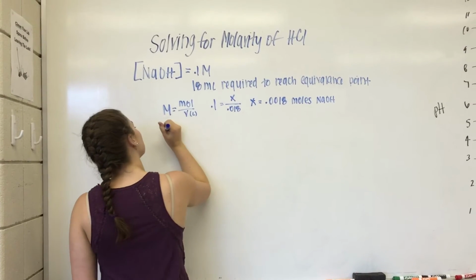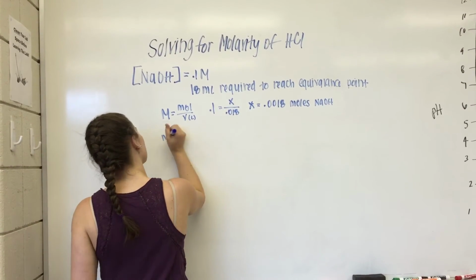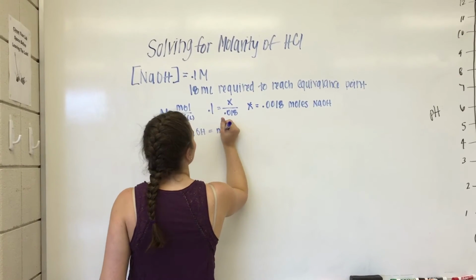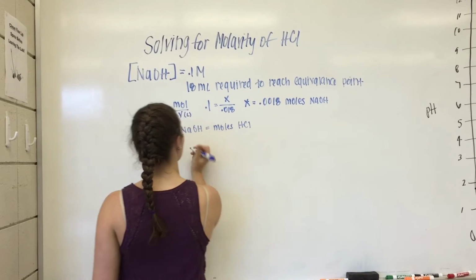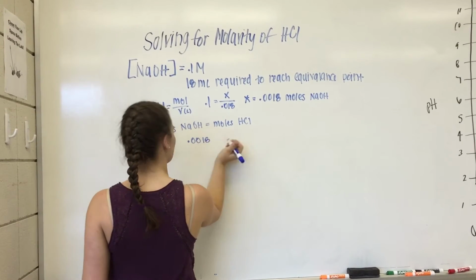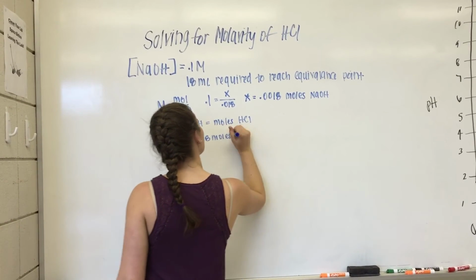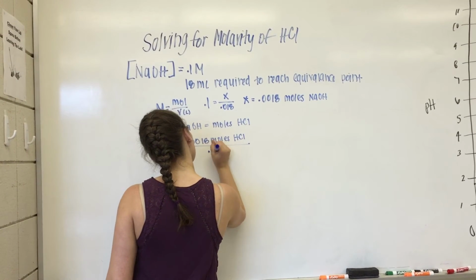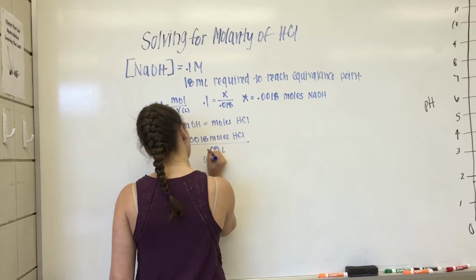At the equivalence point, the moles of the base are equal to the moles of the acid, so we also know that there are 0.0018 moles of HCl at the beginning of the titration. Again, molarity is moles per volume, so we divide by the initial volume of HCl to calculate for our molarity.